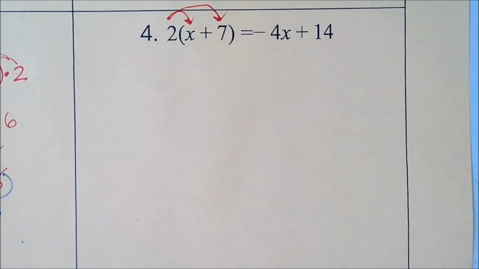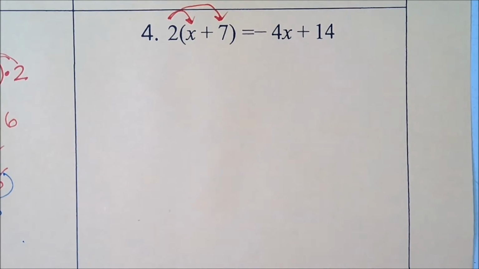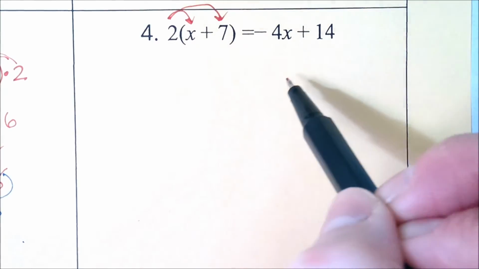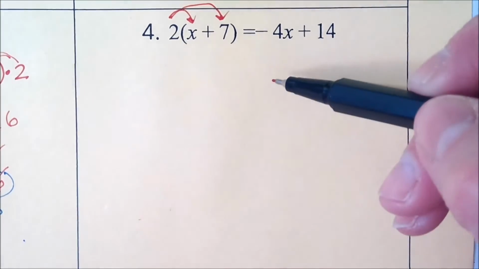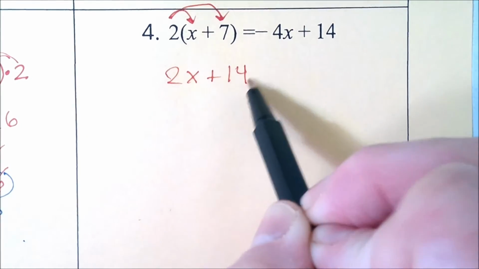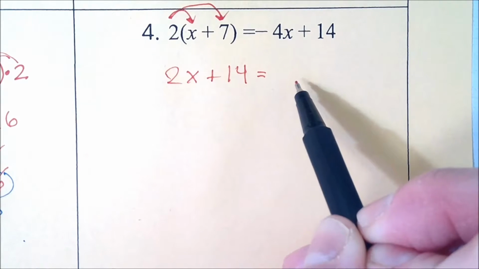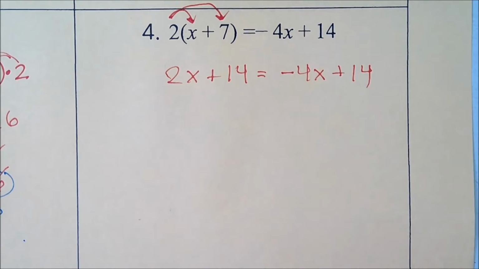And we're actually going to do this 2 ways. So make sure that you don't fill up the entire box here, because we're going to do it a second way underneath. So the first thing we'll do is we'll distribute the 2. That's how we'll start this out. So I get 2x plus 14 equals negative 4x plus 14.